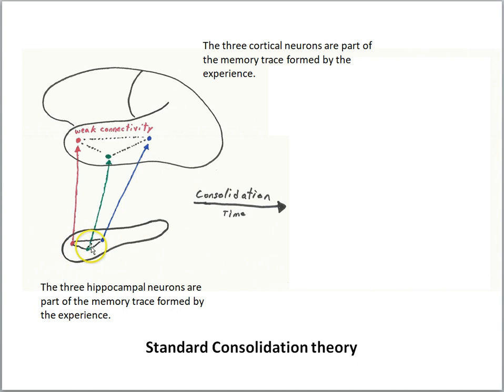Well, the hippocampus is going to respond and make a memory trace. So here we have our icon for the memory trace formed in the hippocampus. And this is a robust change in synapse strengths. So we have a hippocampal memory trace here.